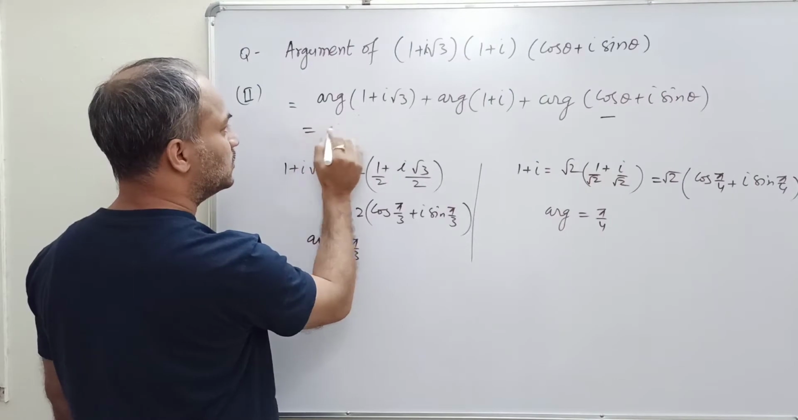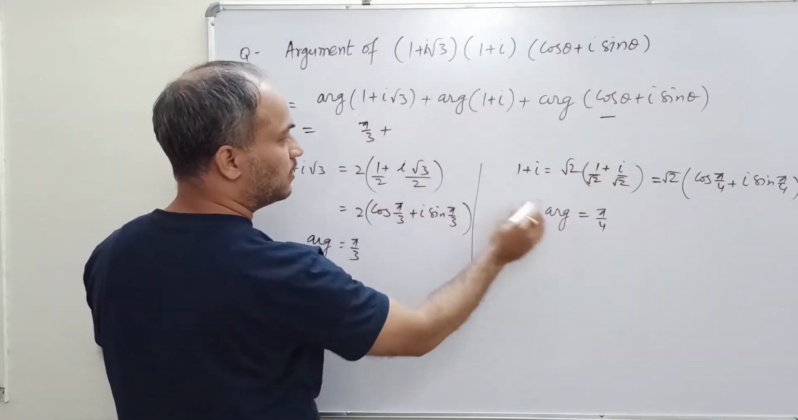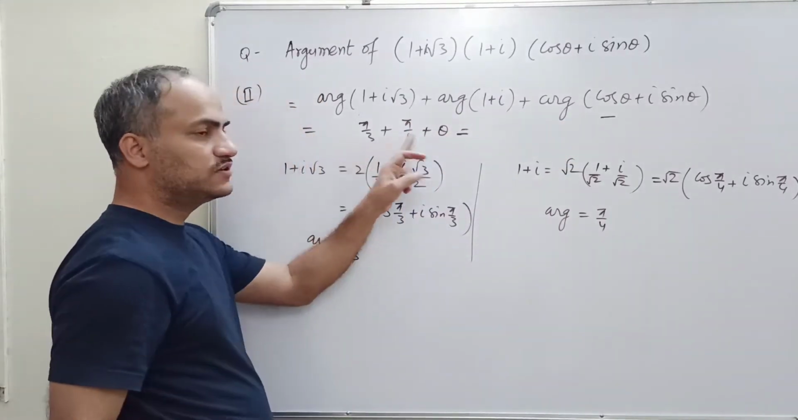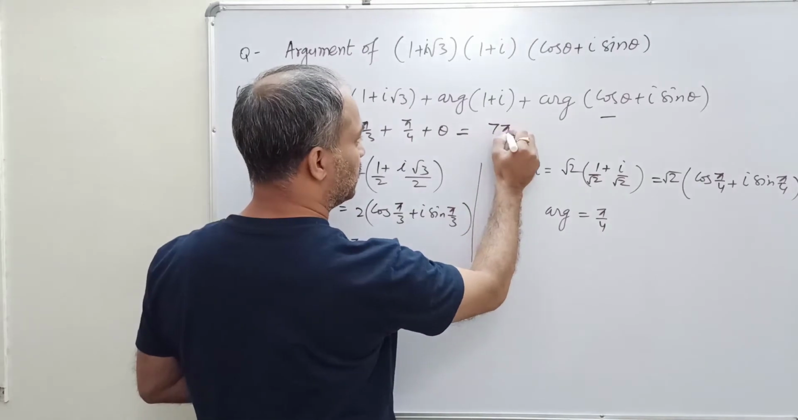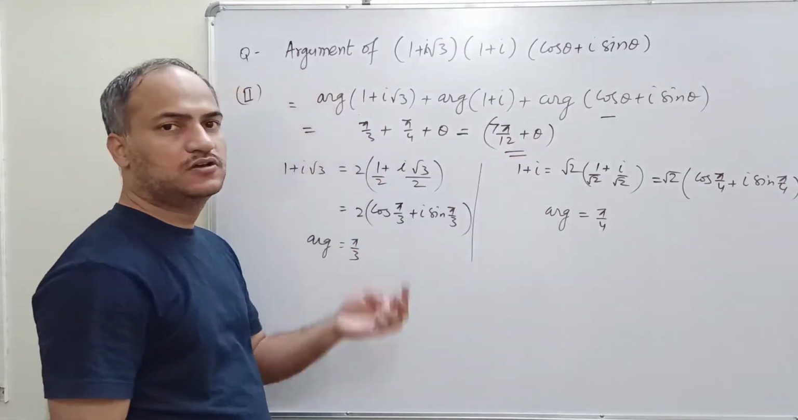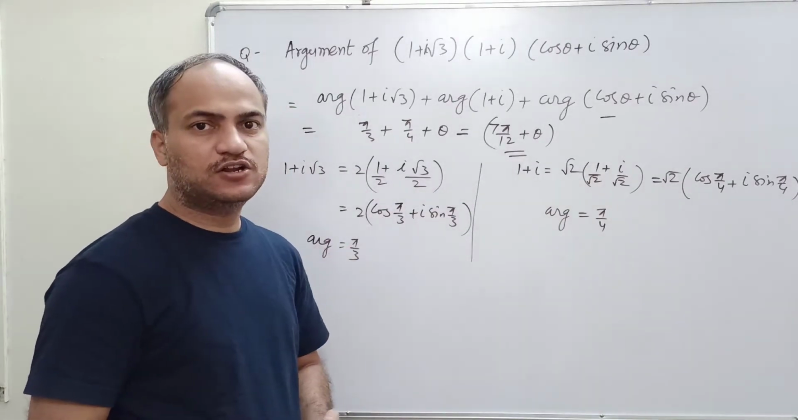So we see that argument of this will be π/3. Here the argument will be π/4. And here the argument is θ. On addition we get 7π/12 plus θ. This is the argument for the question. Okay, you can also do it in this manner by finding the argument separately.